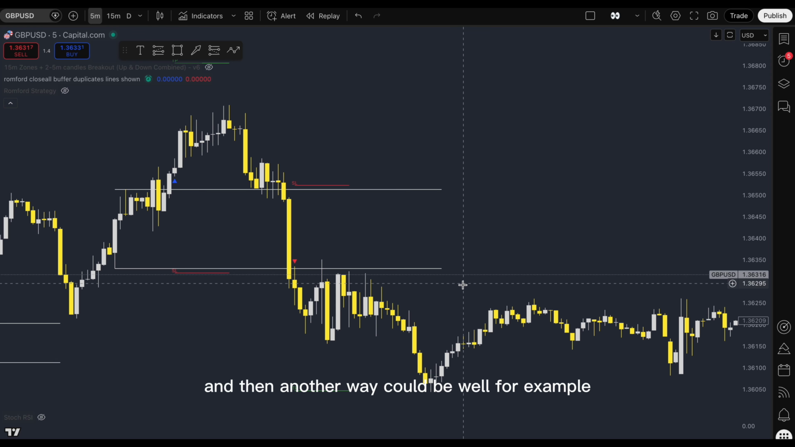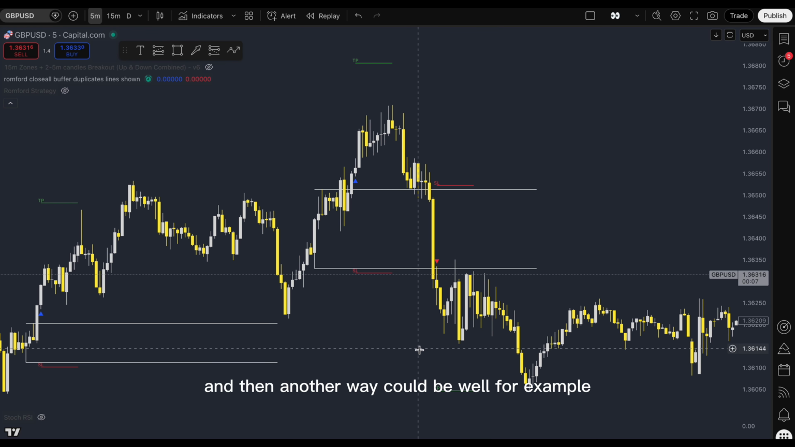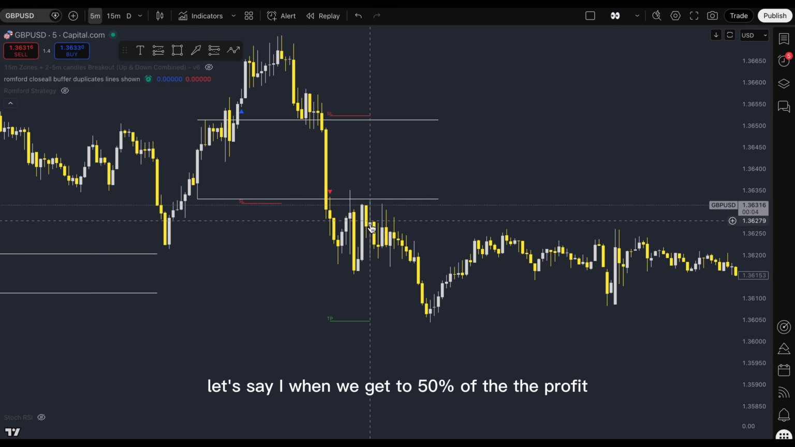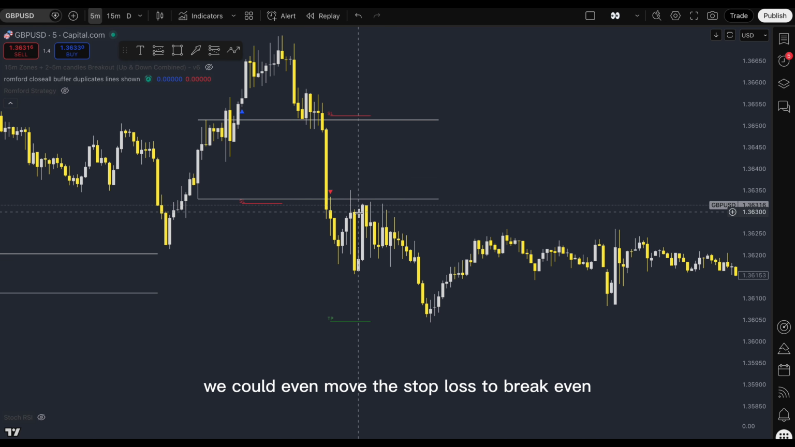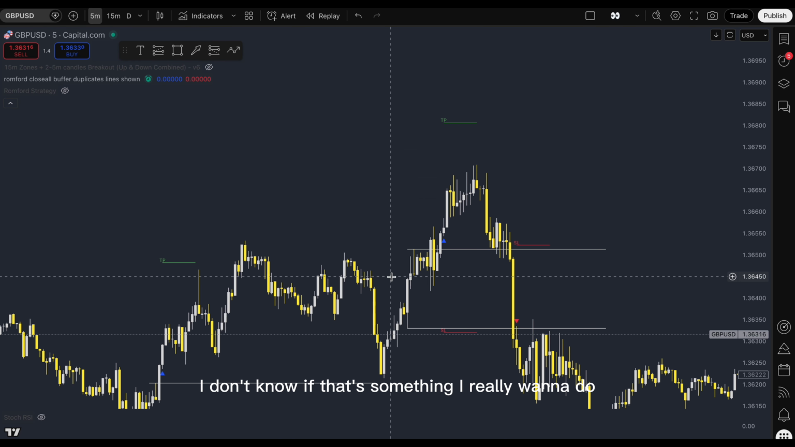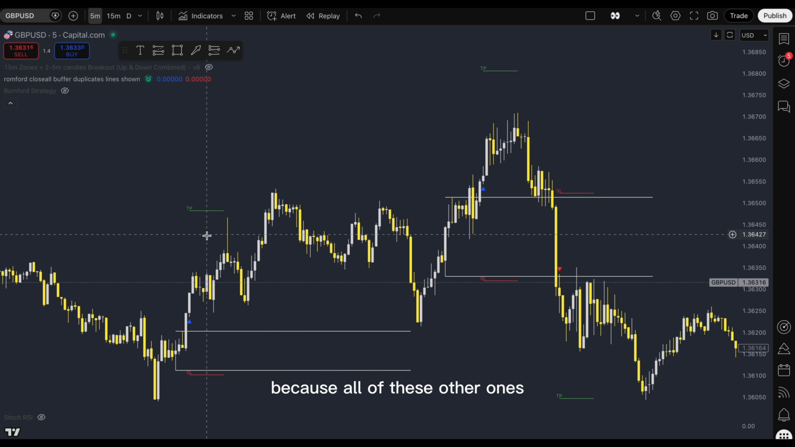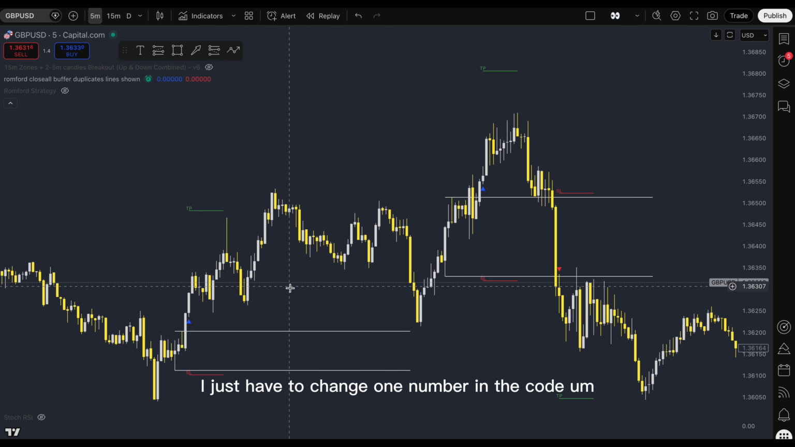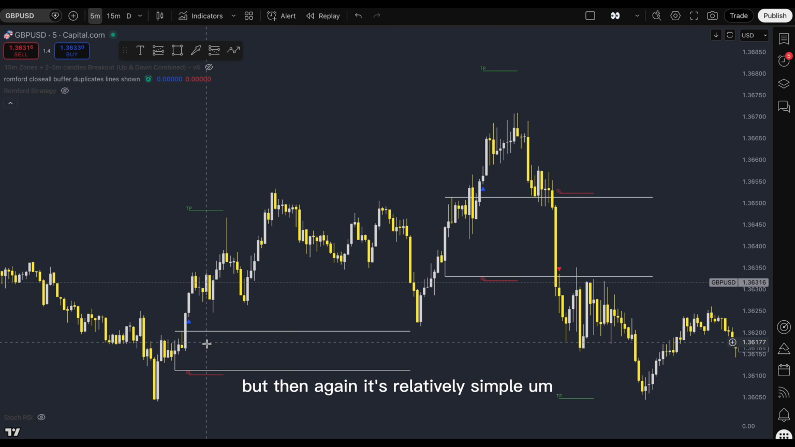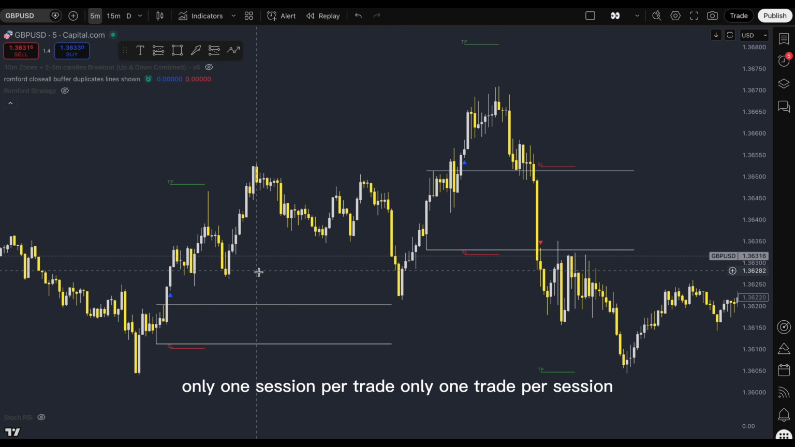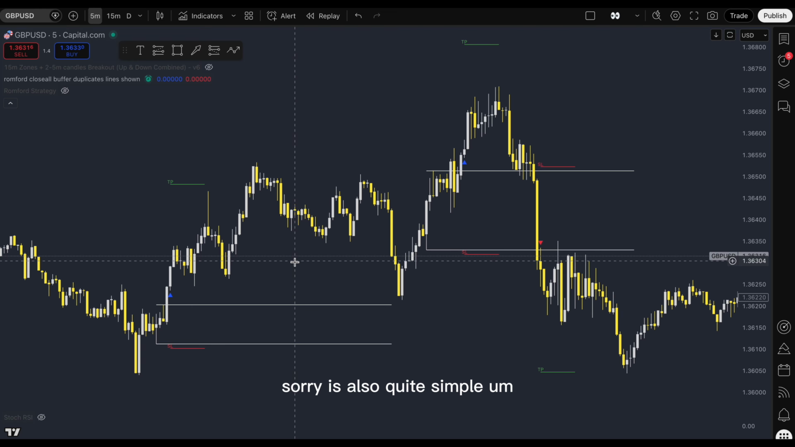Another way could be, for example, let's say when we get to 50% of the profit, we take partial profit, and then we could even move the stop loss to break even. I don't know if that's something I really want to do. It is also harder in terms of coding it, because with all of these other ones, changing the ratio, I just have to change one number in the code. Changing the candles, it's a few numbers, but then again, it's relatively simple. Only one trade per session, sorry, is also quite simple.